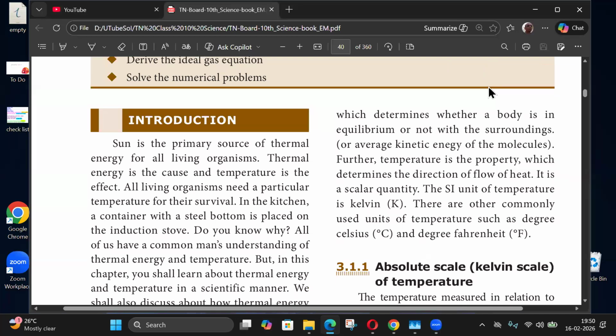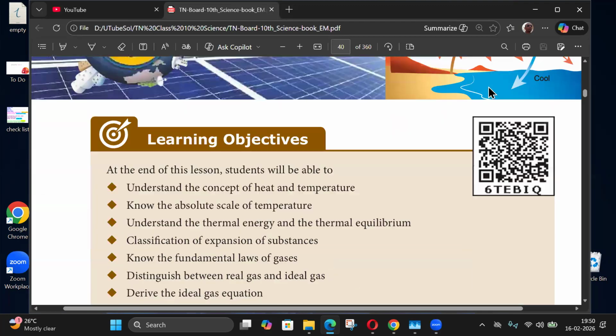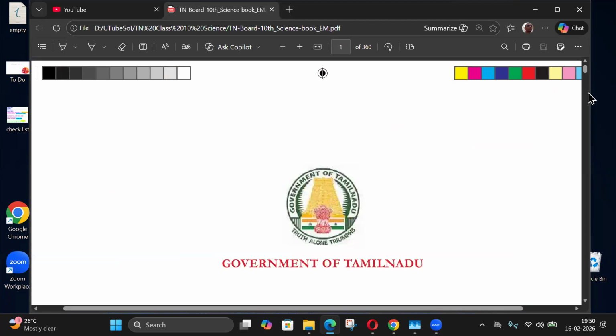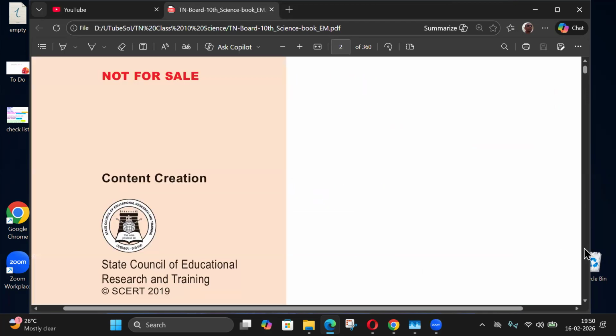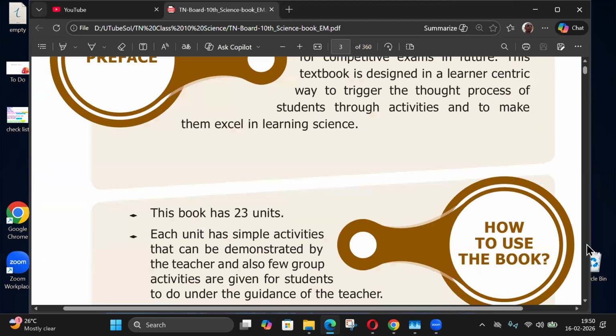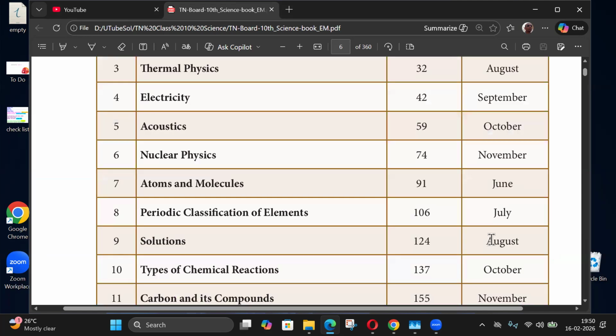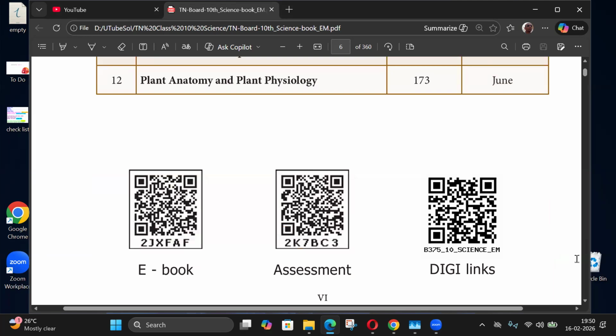Yes, sir. So which one is the... Newton's second law, sir. Any particular question? It's coming for the derivation, sir. Which one? Newton's second law.